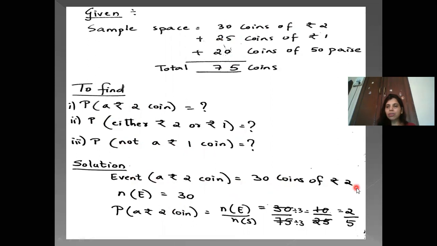So 30 coins becomes our number of events. Number of events upon number of sample space, that is 30 upon 75. When we divide both the numbers by 3, it becomes 10 upon 25. And then we can further divide it by 5. So 5 2s are 10, 5 5s are 25. So it becomes 2 upon 5 as the answer.